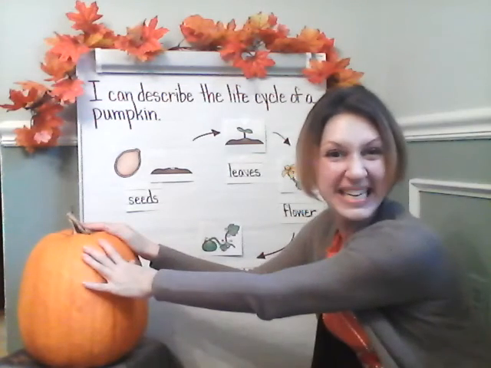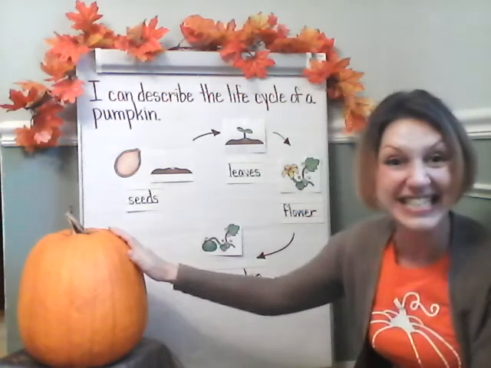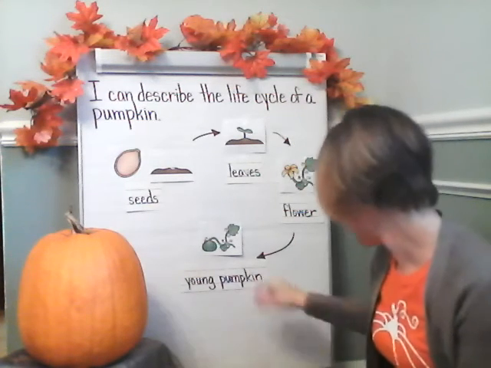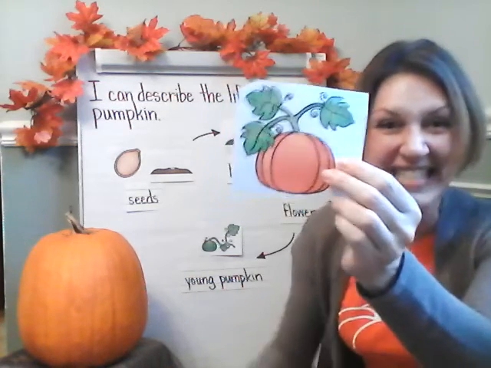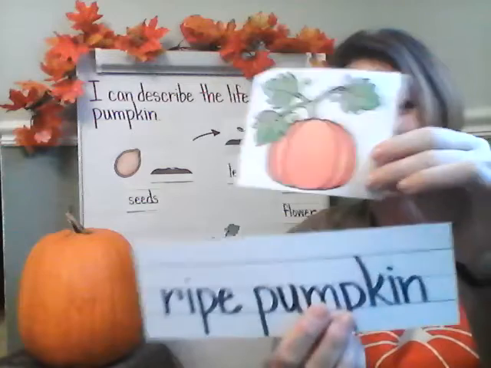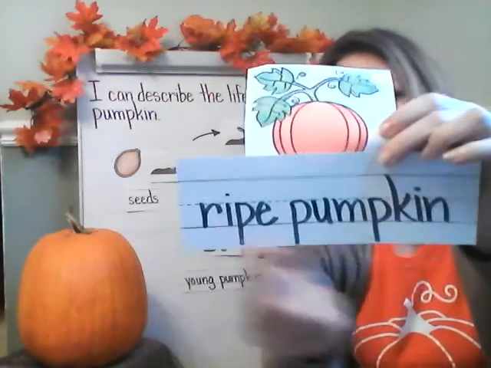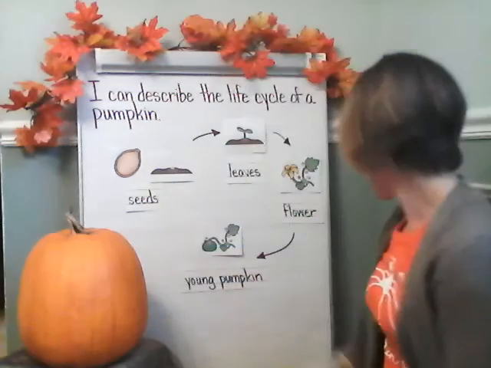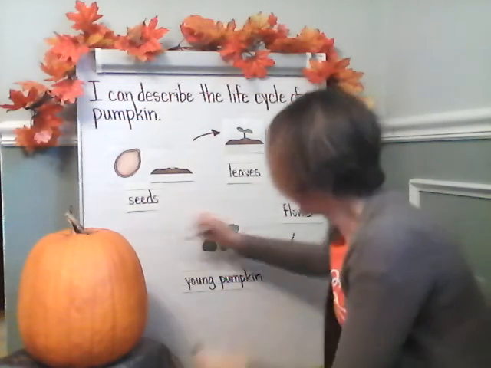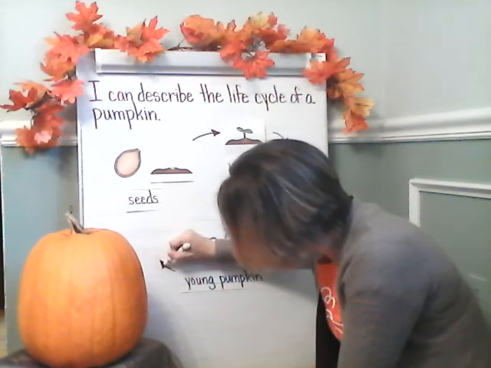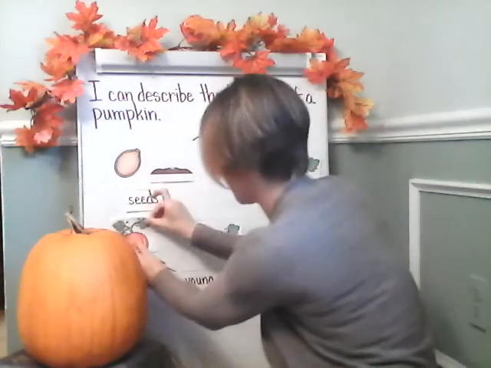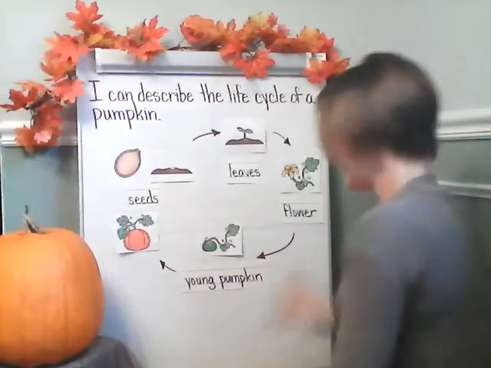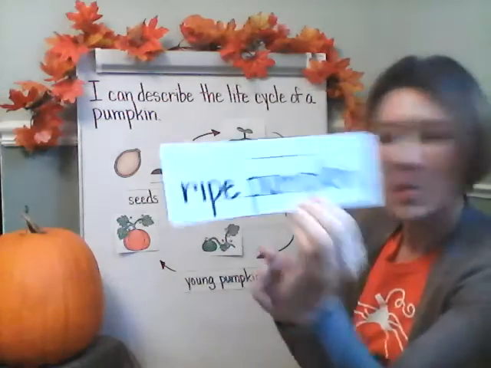Do you see this pumpkin here? This is the last stage. Are you ready for the last part of the life cycle of a pumpkin? Now it looks like this, but it's all orange. It is now a ripe pumpkin. Let's add that up here to our life cycle of a pumpkin chart. And let's go ahead and put that right here so that we know. So the final stage is a ripe pumpkin.